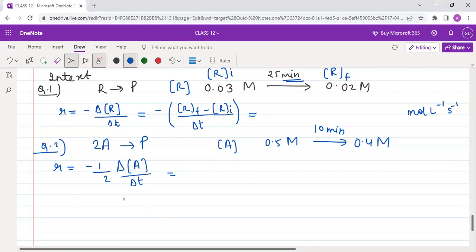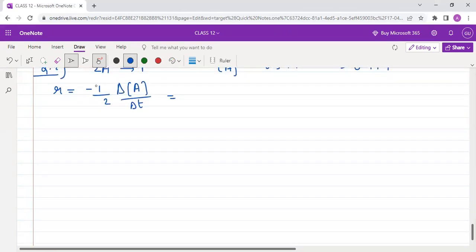Good. Now the next topic is factors affecting rate of reaction.